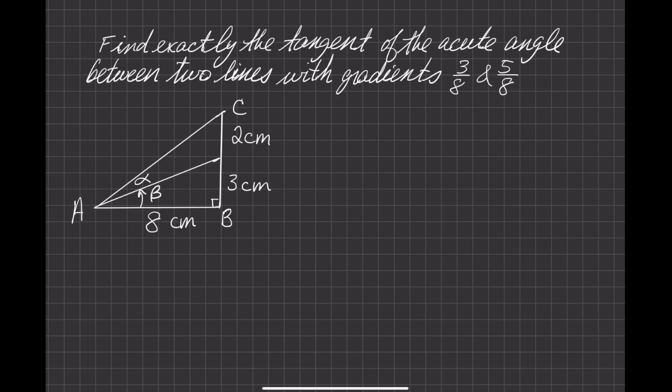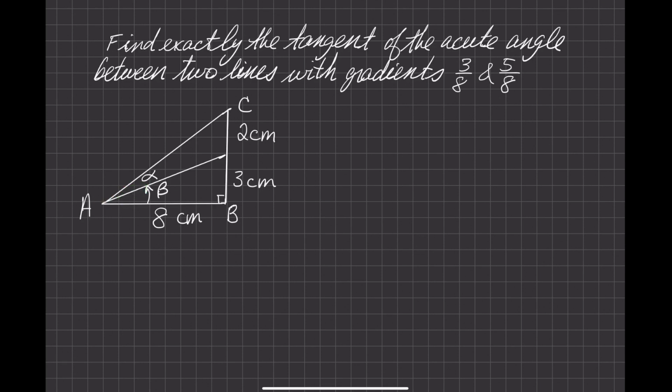So we have a line that has a slope of 3/8 with a rise of 3 and a run of 8. And we've got a line that has, from this point to this point, a rise of 2 plus 3, which is going to be a rise of 5 over a run of 8.